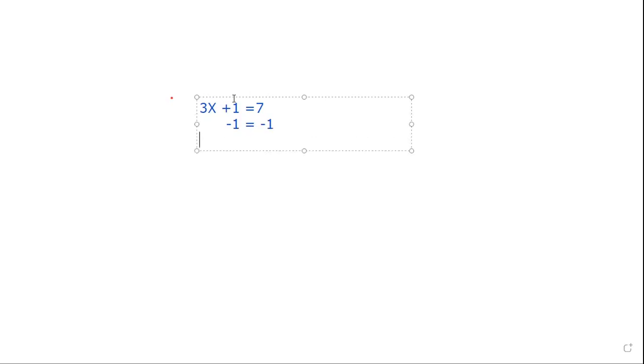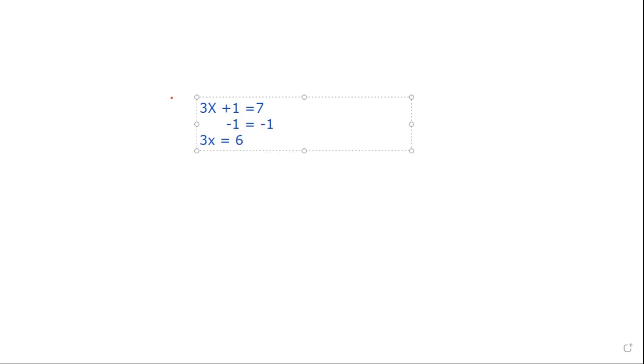Then, what is the answer? The rest, it will be what? Grade 7. You have 7 minus 1. 7 minus 1 equals how many? 3x equals 7 minus 1, equals what? 6. Equals 6. Yes, thank you.